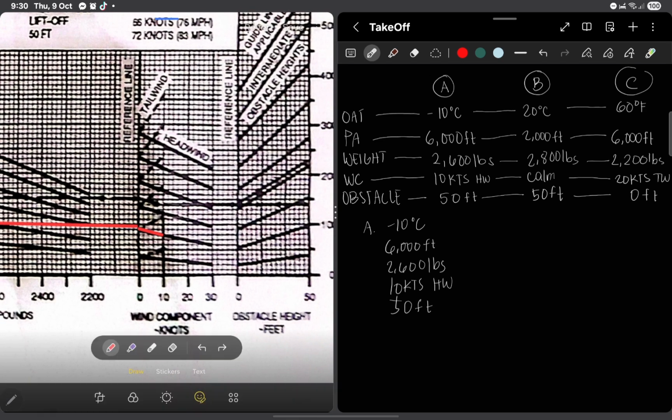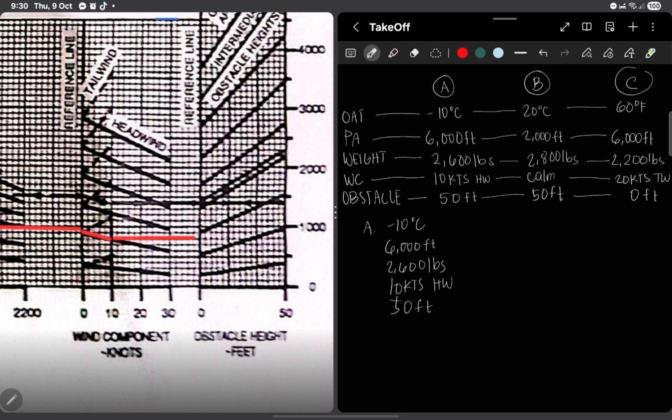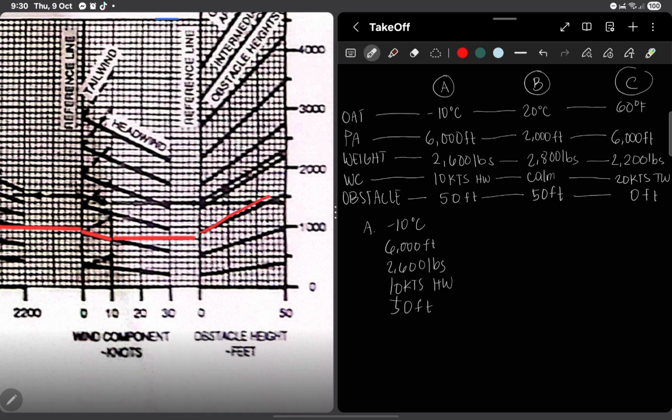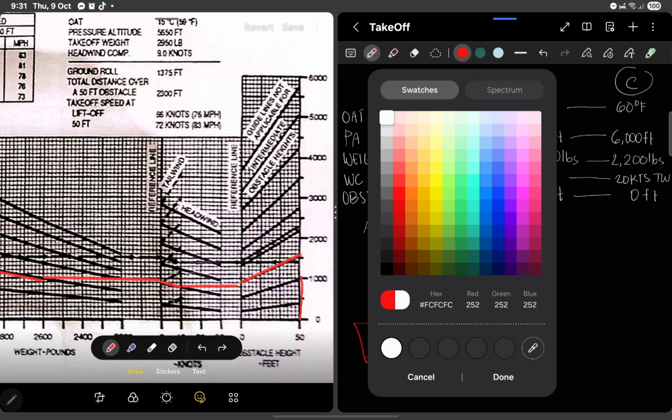Next, you're going to follow along the line until you reach the next reference line, and then you're going to check your obstacle height. You only have two obstacle heights, which are 50 feet obstacle and 0 feet obstacle. So since we have 50, we're going to follow the closest line all the way to 50, since this is 50 right here. That's 1,500 feet. So let's continue on with the next one.